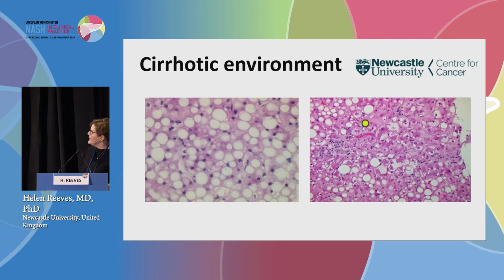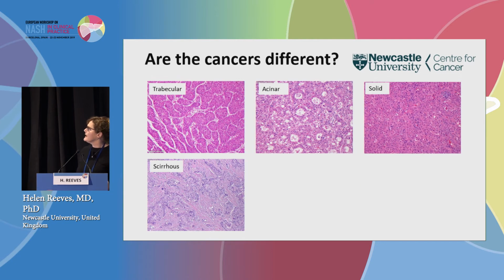where you have no scar tissue, obviously, but ballooned hepatocytes, inflammation. And these patients in NAFLD or the metabolic syndrome are also at risk of getting liver cancer, even though they don't have cirrhosis. So if you have a patient that gets a cancer, is the cancer different?